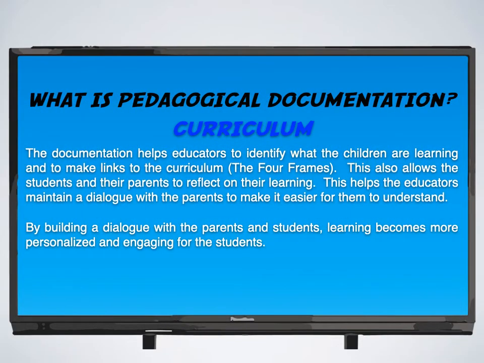Curriculum. The documentation helps educators to identify what the children are learning and to make links to the curriculum, the 4 frames. This also allows the students and their parents to reflect on their learning. This helps the educators maintain a dialogue with the parents to make it easier for them to understand. By building a dialogue with the parents and students, learning becomes more personalized and engaging for the students.